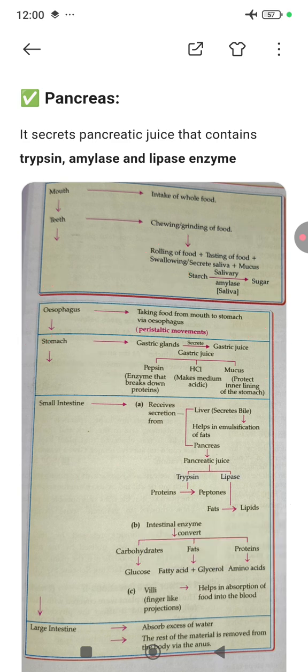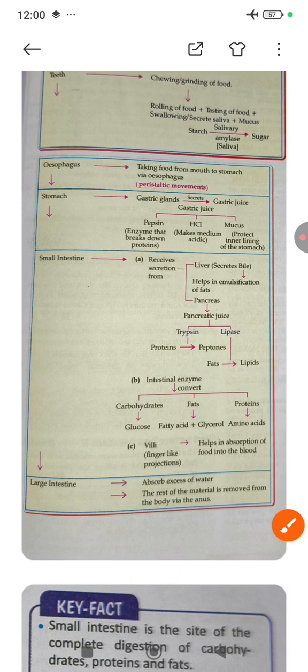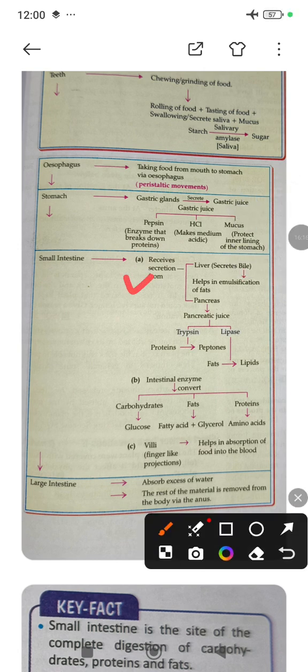The last one is the small intestine. We know that the small intestine receives the secretion of the liver and pancreas. So from the liver, what is secreted? Bile. What is the function of the bile? It helps in emulsification of fat. What is the meaning of emulsification of fats? Larger fat globules are broken down with the help of bile and converted into smaller fat globules. These are known as emulsified fat, and this process is known as emulsification.